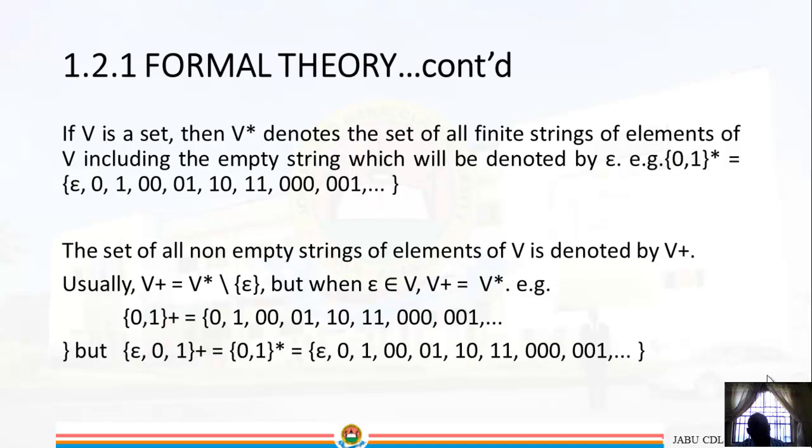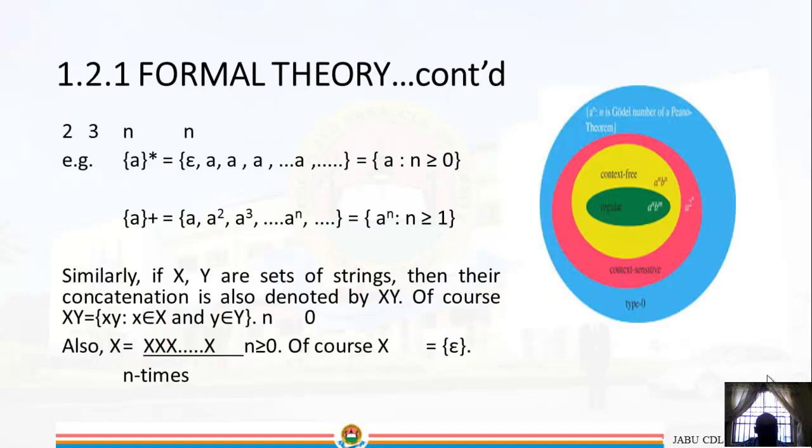Now, the set of all non-empty strings of elements of V is denoted by V plus. That is another closure, which we usually have as V plus. But when E is equal to V, then V plus is equal to V star minus the empty string. That is, V plus means that it does not contain the empty string. So {0, 1} plus will not have the empty string. But when we have {0, 1} star, this one will contain the empty string, followed by 0, 1, 00, 01, 10, and so on.